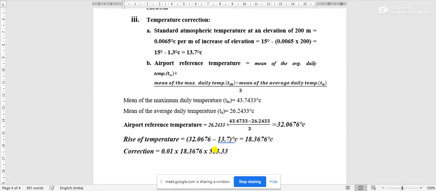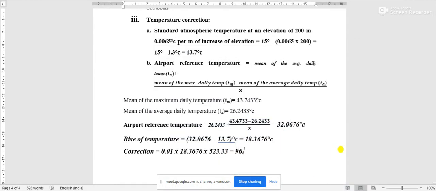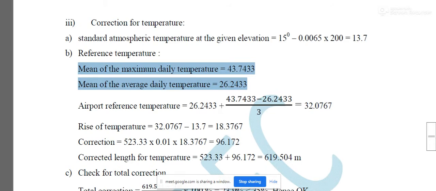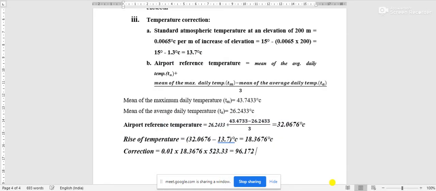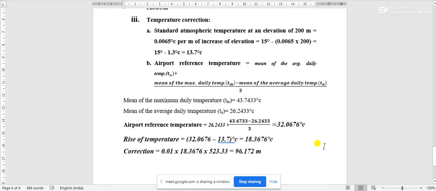523.33, sorry, correction is this, and you may calculate the value. I have the calculated value in my hand, that is 96.172 meter, I think. You may check the calculation, and the corrected length for temperature, you may give this in step number 4.